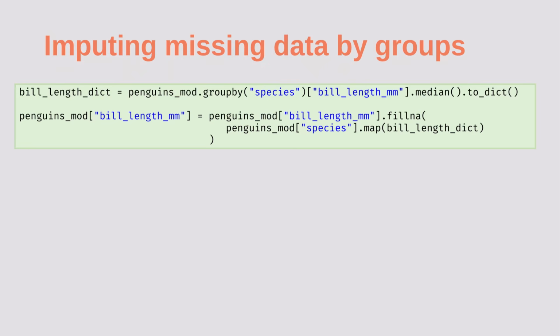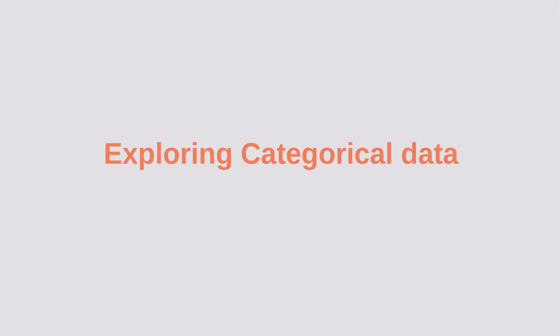Let's say we want to impute the median for bill length by penguin species instead of the mode. We can achieve that by grouping using species and calculating the median. Then we convert the group data to a dictionary using the to_dict method. We impute using the fillna method, providing the species column and then calling the map method, inside which we pass the bill length dictionary. Now let's look at how to explore categorical data.